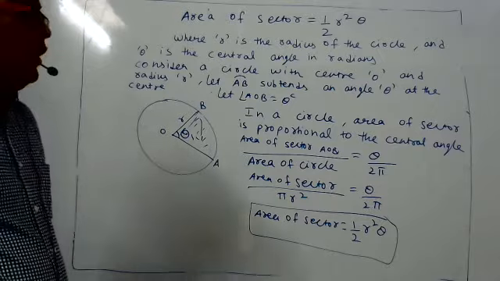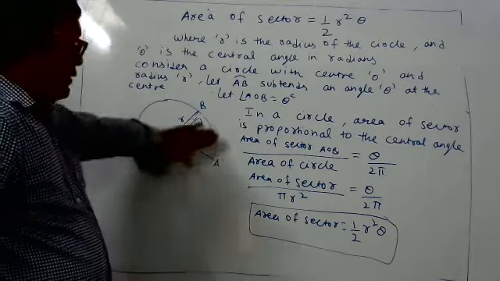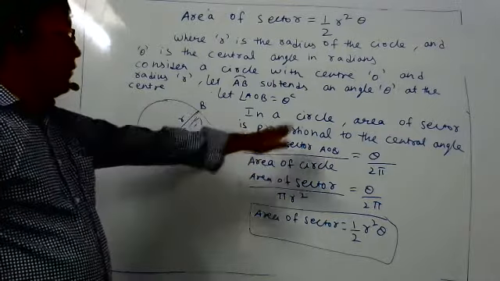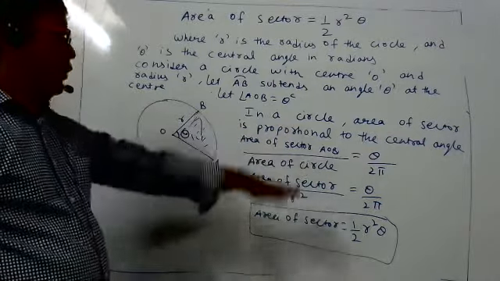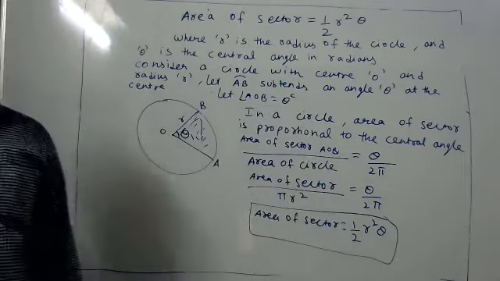Keep on writing. A complete circle is also a sector, student. You have to understand that a complete circle is also a sector. So area of sector by area of circle is theta by 2 pi. So very easily we can derive this formula.